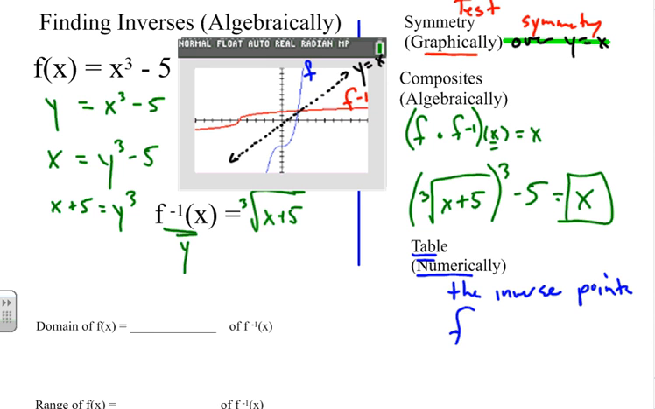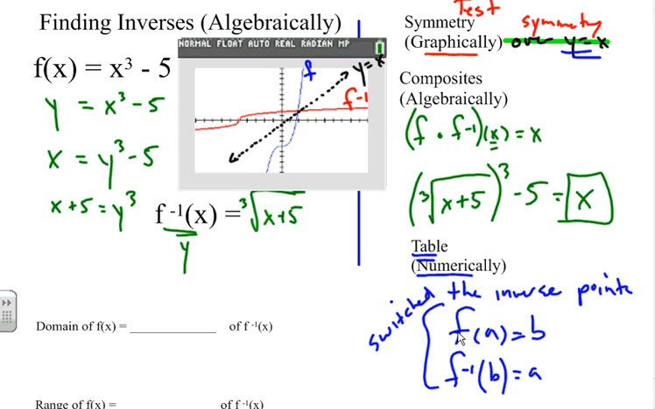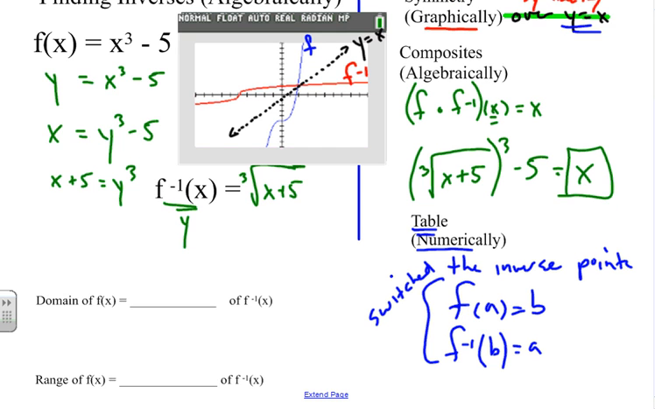If we have f of a equaling b, for an inverse, those points are switched. And because of the symmetry over the y equals x line, we plug in b, we get a. So the inputs and outputs are switched. And we can see this right here.